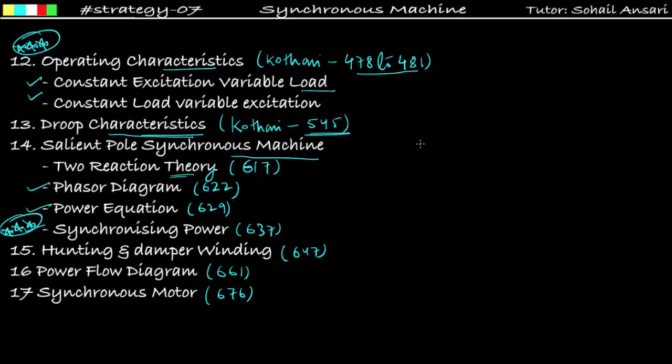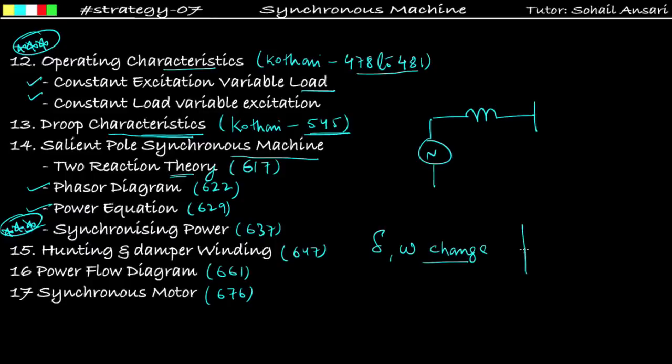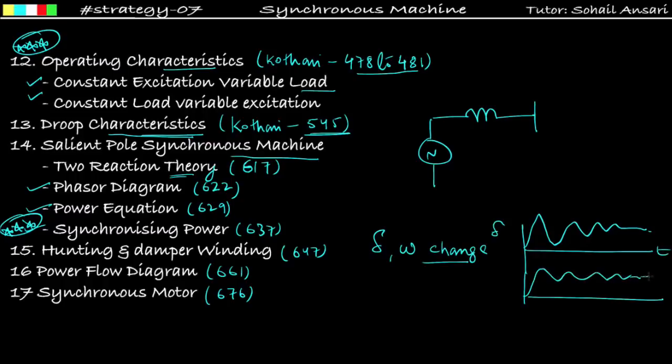Okay, now the 15th point is hunting. What do you mean by this? Suppose a synchronous motor is connected to the infinite bus, and suppose any disturbance occurs in the system, such as a fault. Then the rotor angle as well as the speed of the synchronous machine will change, means it will oscillate. If I make the waveform of delta, then I will get something like this in the transient state. This is the delta with respect to time. Also the speed I will get in the transient state is something oscillatory.